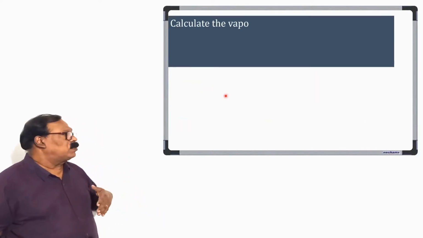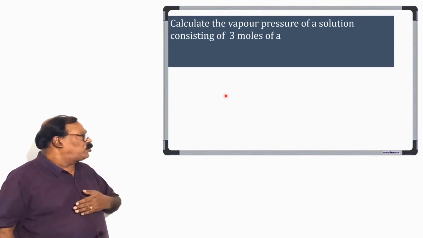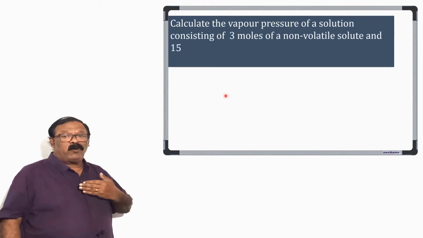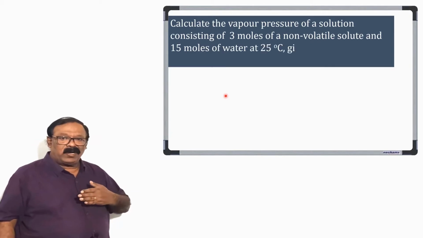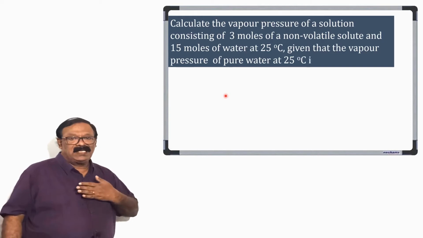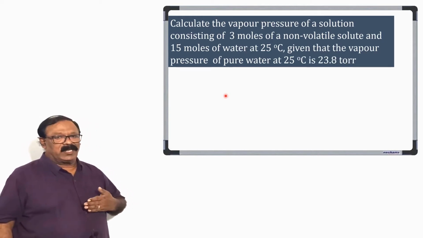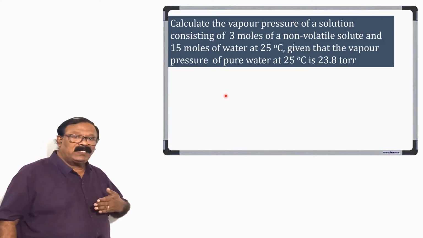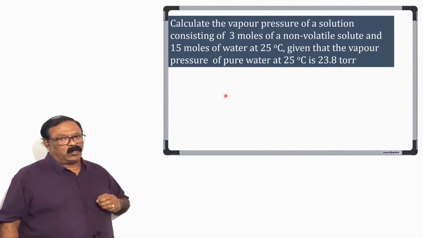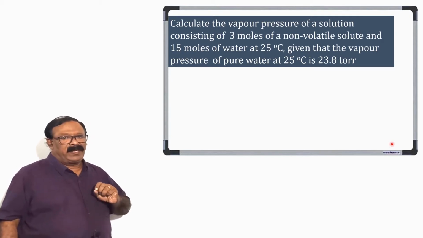Now look at these problems. Calculate the vapor pressure of a solution consisting of 3 moles of a non-volatile solute dissolved in 15 moles of water at 25 degrees Celsius. Vapor pressure of pure water at this temperature is given as 23.8 torr. Torr is the unit of pressure, which is the same as millimeters of mercury.